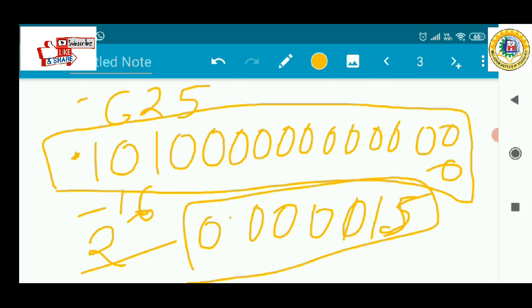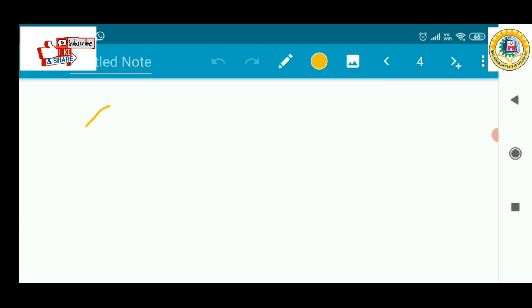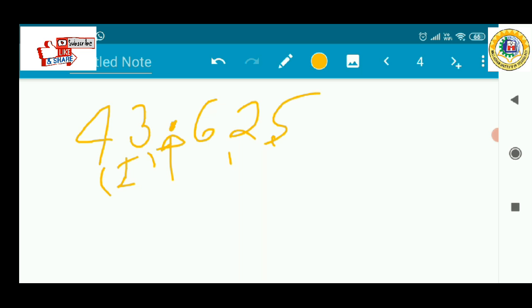In the floating point representation, I'm just giving you an overview of what it is. Suppose this is the number 43.625. We can represent it in the case of this radix, this is the radix point, this is the integer part and this is the fractional part.